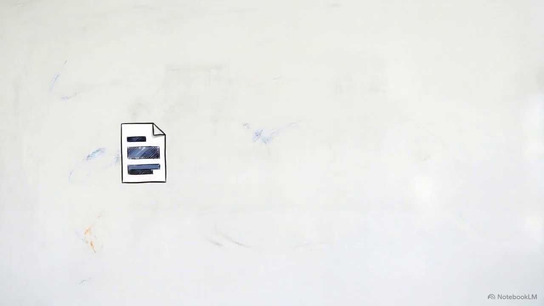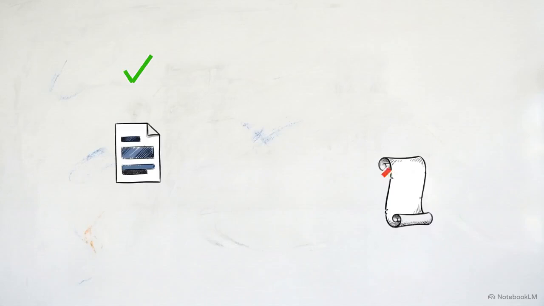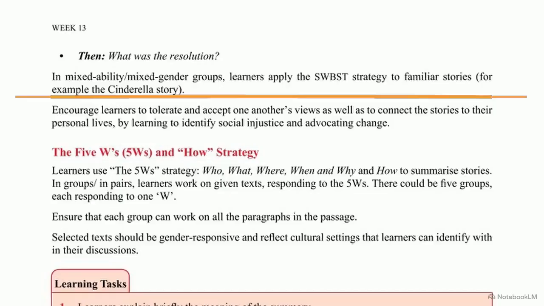A summary presents the main points of a text concisely, avoiding the common error of simply retelling the entire story from the beginning. The SWBST strategy is a 5-part filter for narratives. The first 3 define the conflict. Somebody identifies the character, wanted establishes their goal, and but isolates the problem.